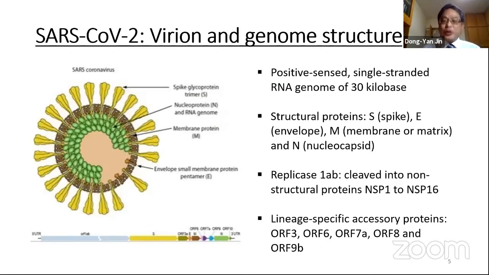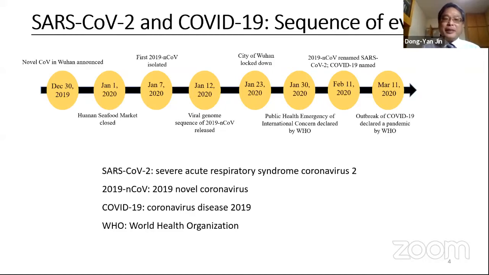So this is the sequence of events about SARS-CoV-2 and COVID-19. It's just like yesterday. I still remember having the news of the discovery of the new coronavirus around the Chinese New Year. And then, because we're in Hong Kong, we are very, very vigilant. In the first 20 days of January, we are very busy responding to the new cases in Shenzhen.